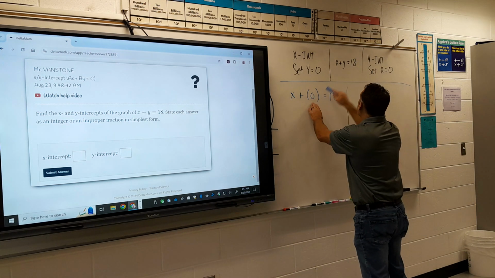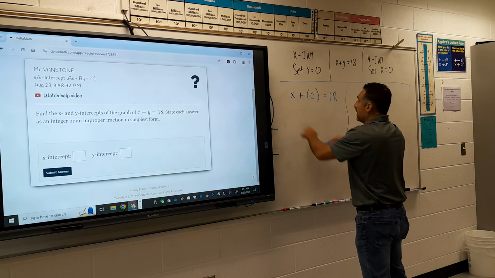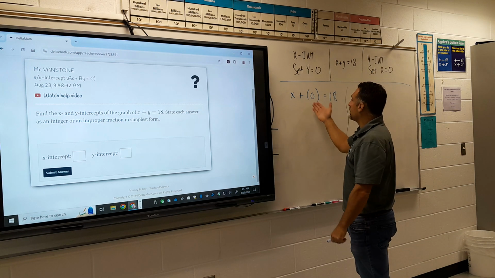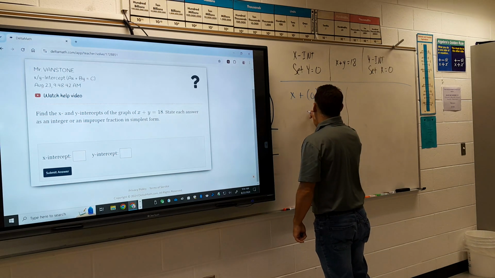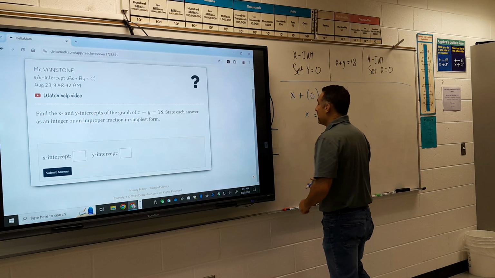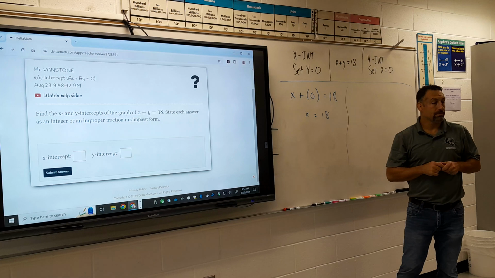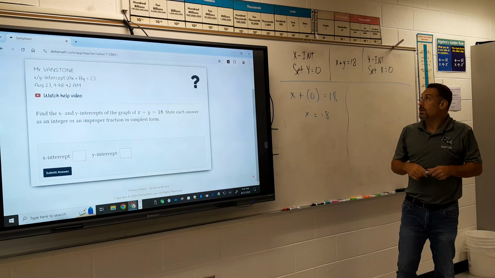We need to plug in 0 for the y here, and we've done that. Well, what is x plus 0? Just x. This is gone. So it's x is 18. That one was super easy. We already have the x-intercept.